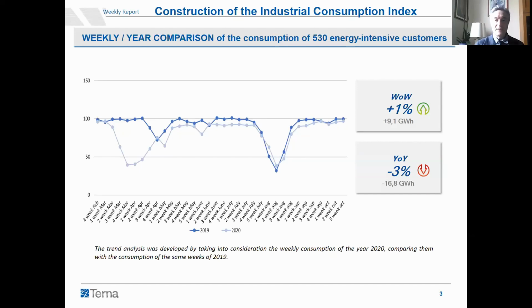The percentage plus 1% is the consumption registered in the third week of October with respect to the second week of October. The indication of minus 3% means that the third week of October, compared to the same week of 2019, shows a decline of 3%, so around less 17 gigawatt hours.